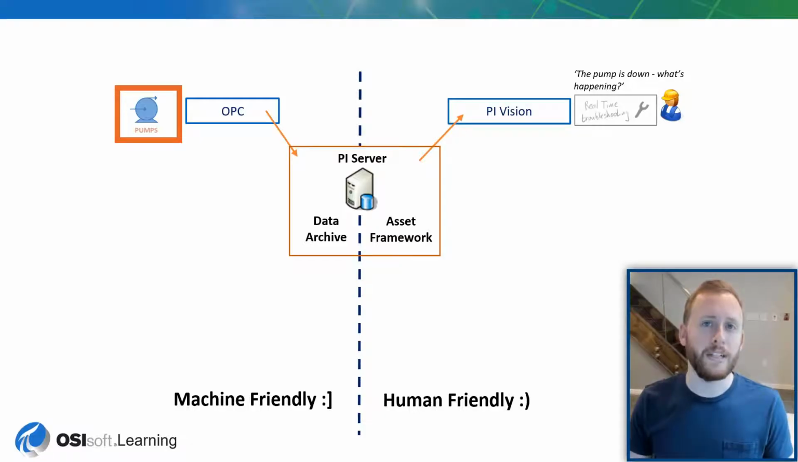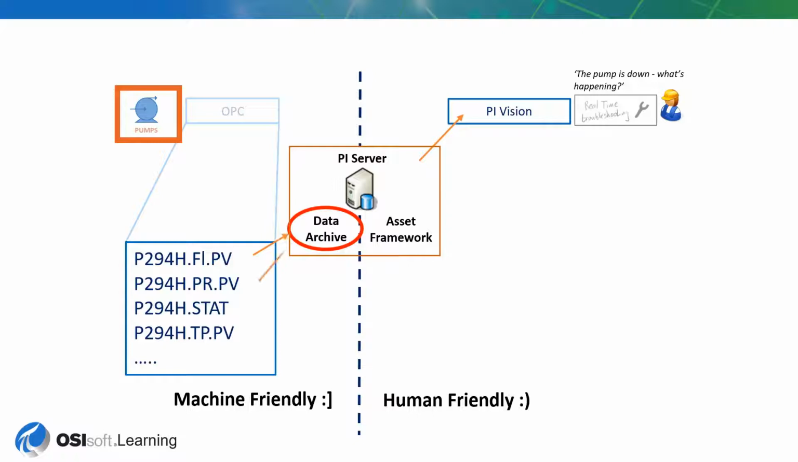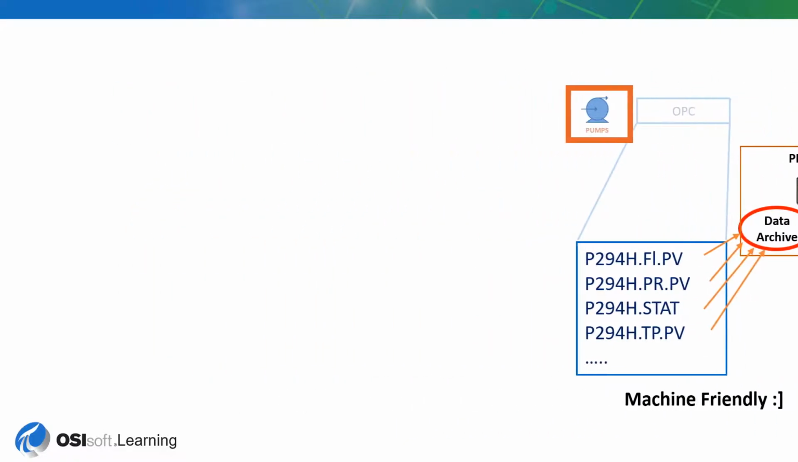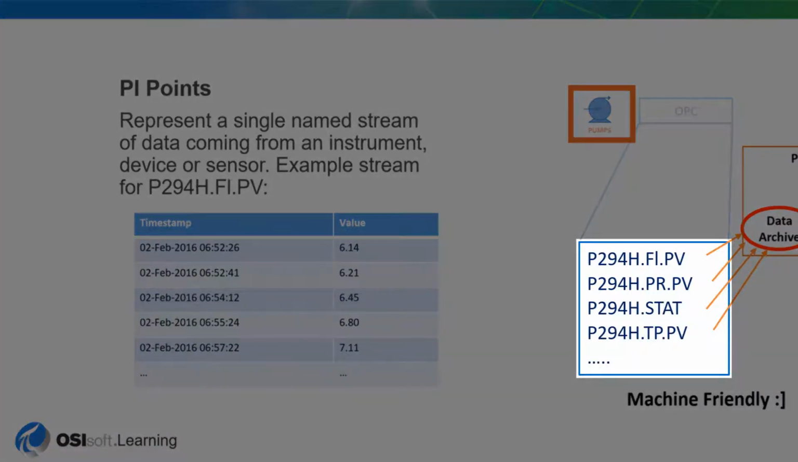Let's take a deeper look into the Data Archive. The Data Archive is going to have different PI points. Each PI point represents a single stream of data that's going to have timestamps and values associated with them. On the right, we see a list of different PI points that are associated with this pump.